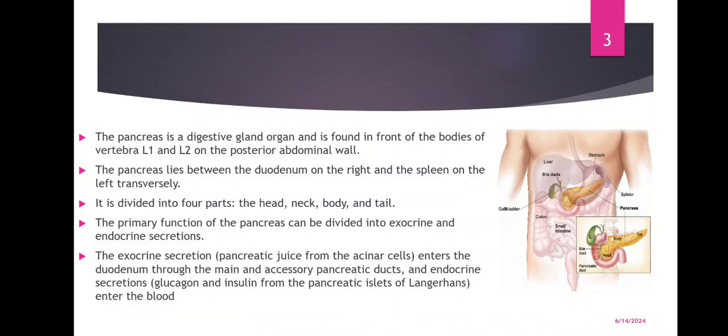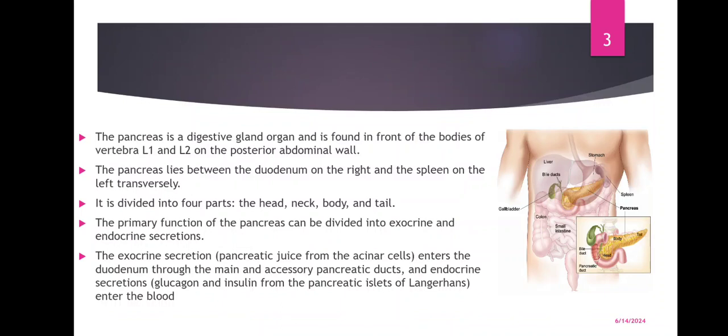So, a little bit on the anatomy. The pancreas is a digestive gland organ and is found in front of the bodies of vertebra L1 and L2 on the posterior abdominal wall. The pancreas lies between the duodenum on the right and the spleen on the left transversely. It is divided into four parts, which is the head, neck, body, and tail.